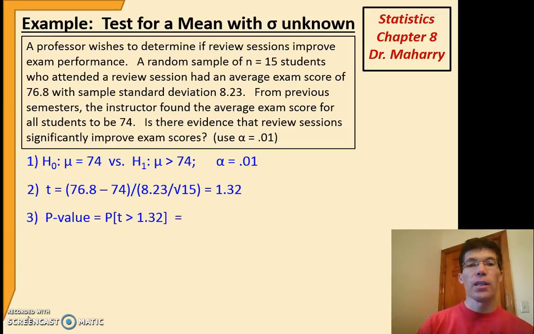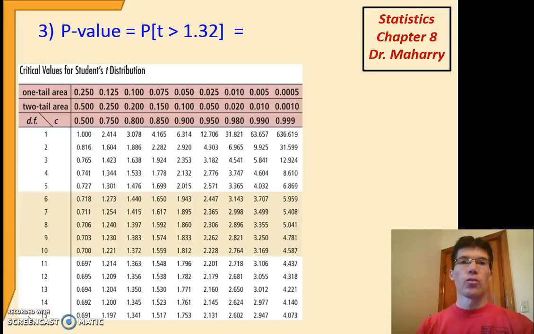So now I need to go to the t-table here and look up 1.32. Now, with the z-table, you can look up a z-value and get the exact probability of being less than or greater than that. The t-table is a little different. So let's look at the t-table. I want the probability of t greater than 1.32. Remember with the t-table, the first thing I need is my degrees of freedom. I had a sample of 15, so sample size minus 1, I'm looking at 14 degrees of freedom. So across that row down there at the bottom of the table.